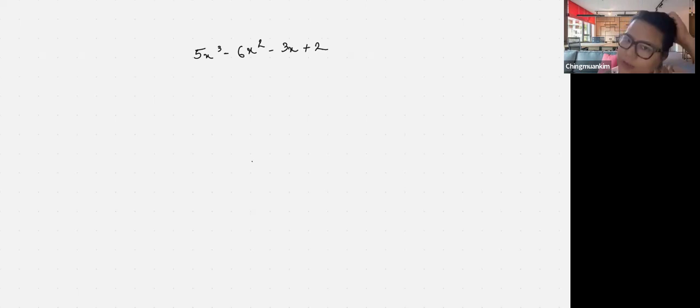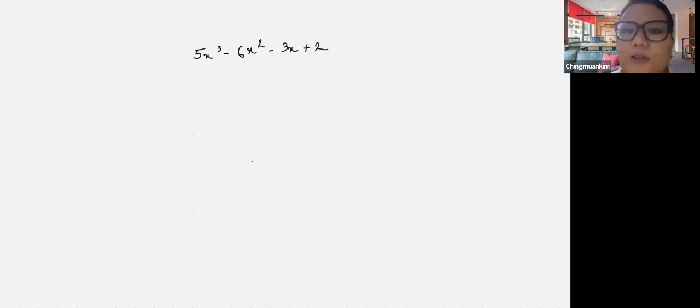All right, so our question is to store a univariate polynomial using a singly linked list, right? And the univariate polynomial that is given to us is, I guess, this one: 5x cubed minus 6x squared minus 3x plus 2.